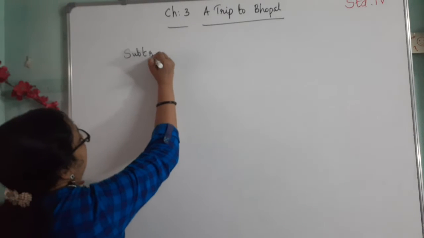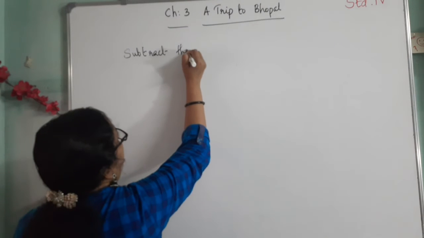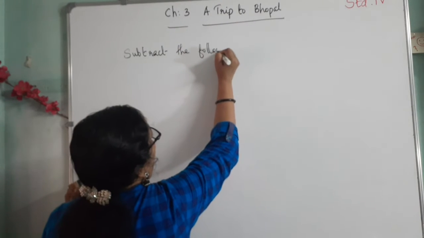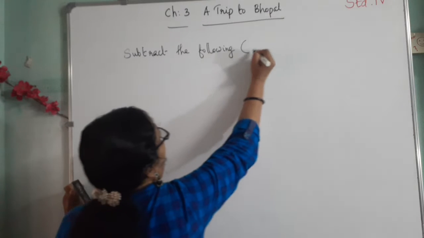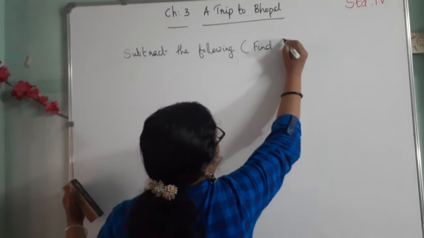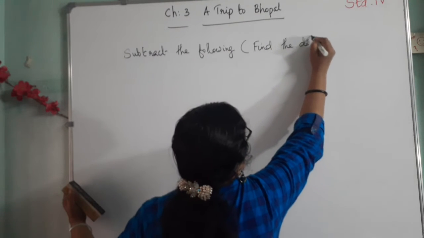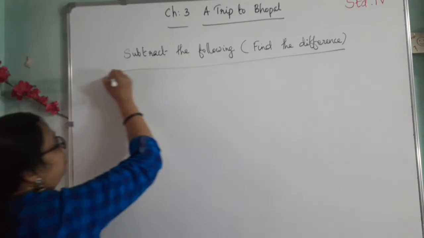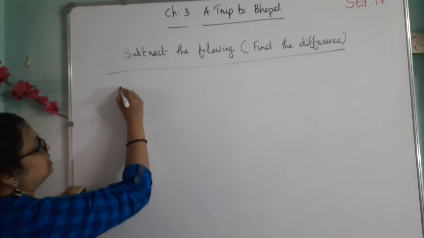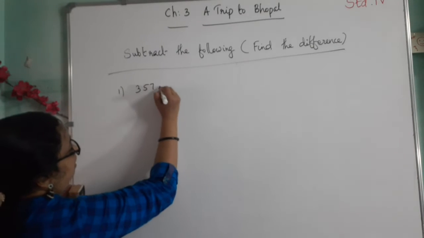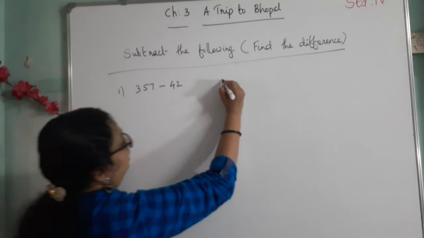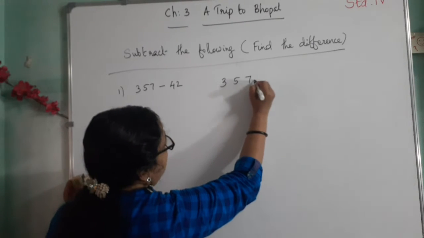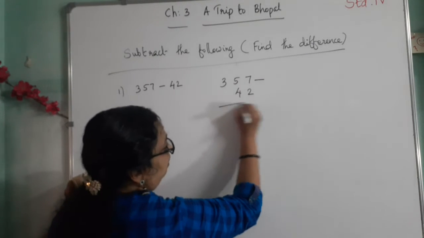Then next, subtraction. Subtract the following, or find the difference. For finding the difference we subtract. First, 357 minus 42. In that way we can write 357 minus 42.